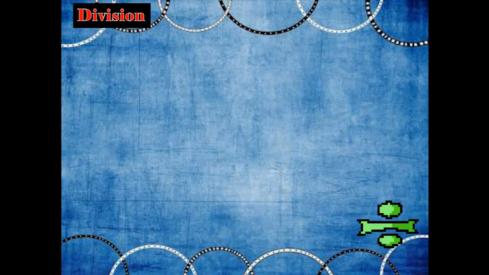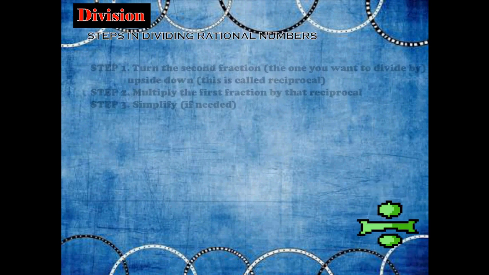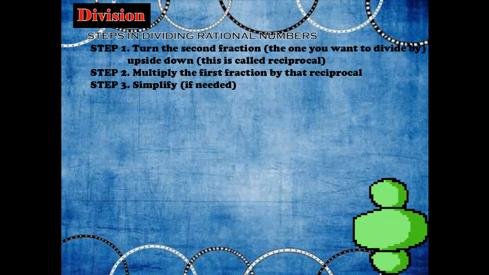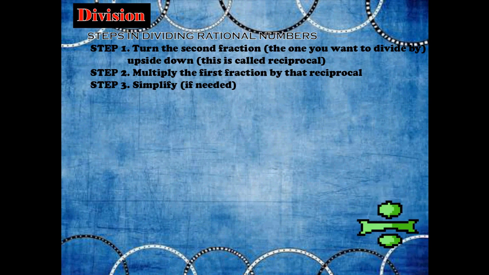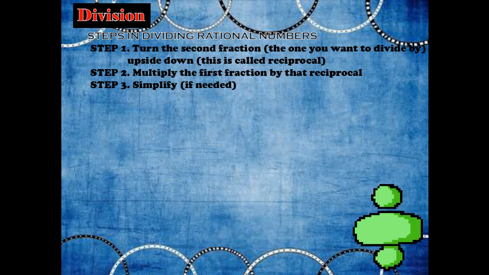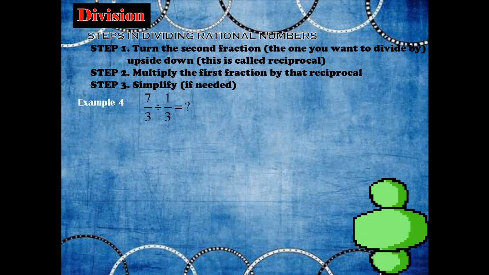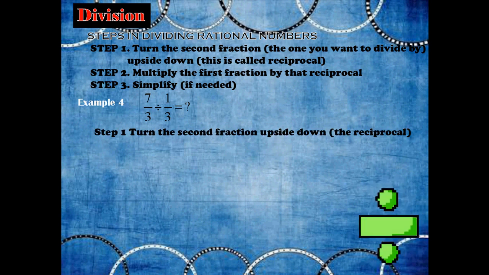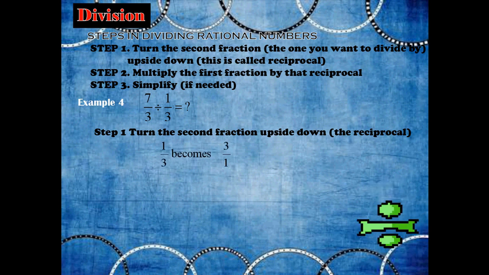And the last operation is division. So still I have steps in dividing rational numbers. You have 3 steps. First is turn the second fraction, the one you want to divide by, upside down. This is called the reciprocal. Step 2, multiply the first fraction by that reciprocal. Step 3, simplify. So example 4, we have 7 over 3 divided by 1 over 3. What is it equal to? Step 1, turn the second fraction upside down, the process called reciprocal. So 1 over 3 becomes 3 over 1.